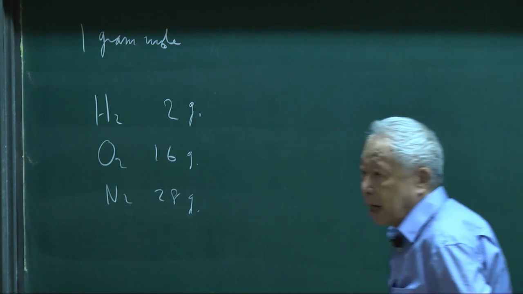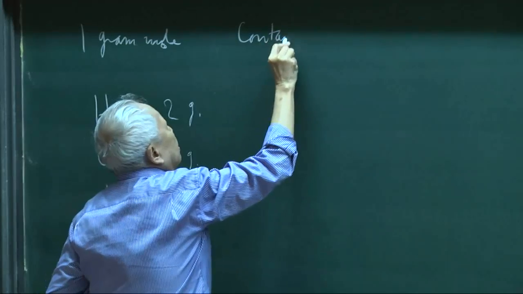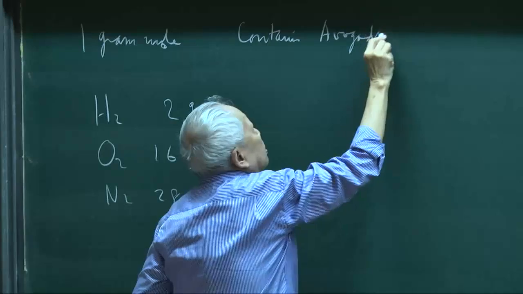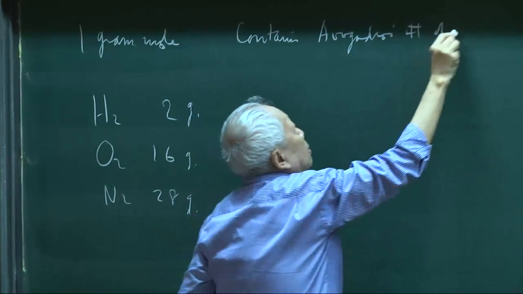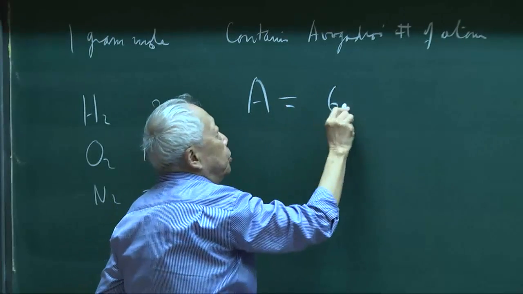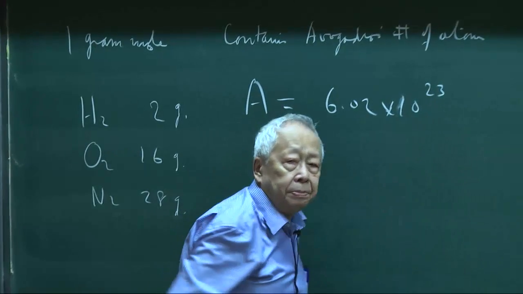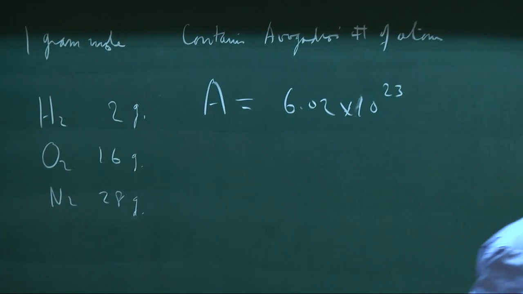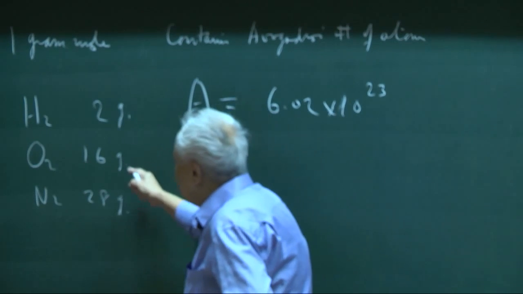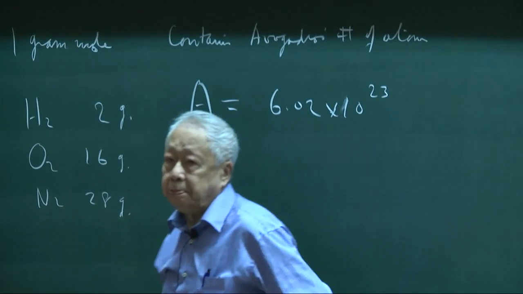Each gram mole contains how many atoms? Each gram mole contains Avogadro's number of atoms, A. And this number, as you know, is 6.02 times 10 to the 23. And that's a lot of atoms in 1 gram mole. That is, in 2 grams of hydrogen, or 16 grams of oxygen, 28 grams of nitrogen, they each contain 6.02 times 10 to the 23 units of these things.